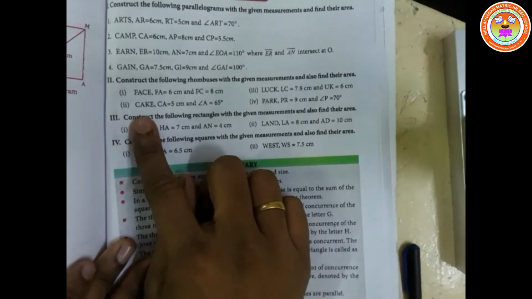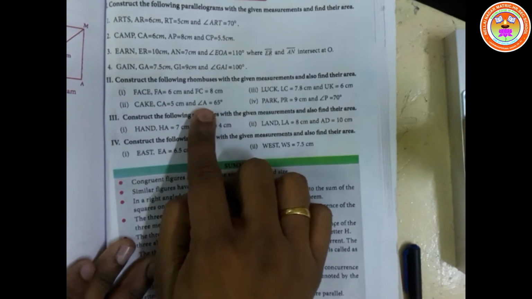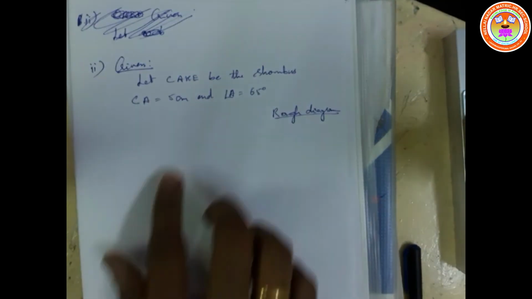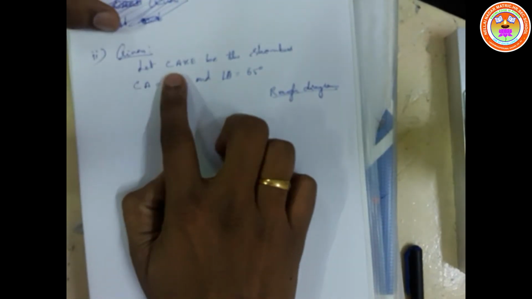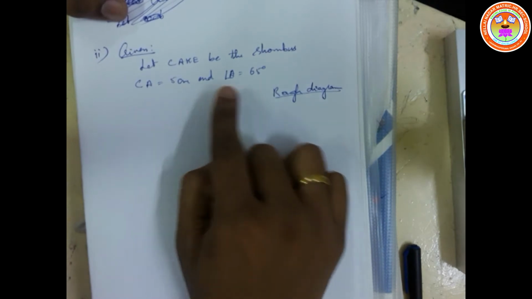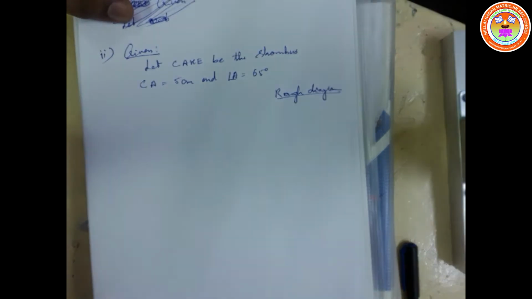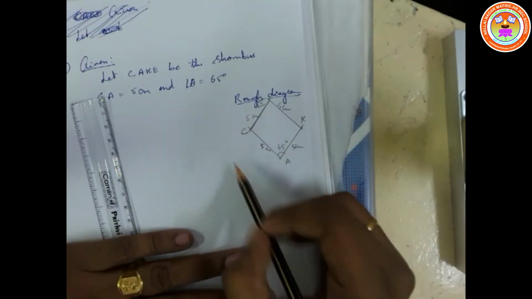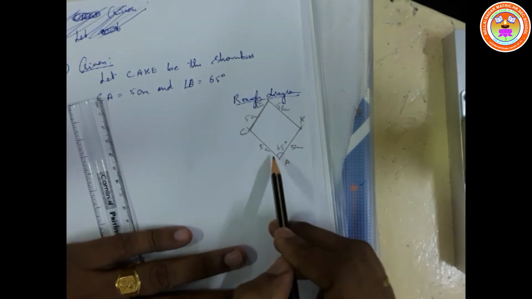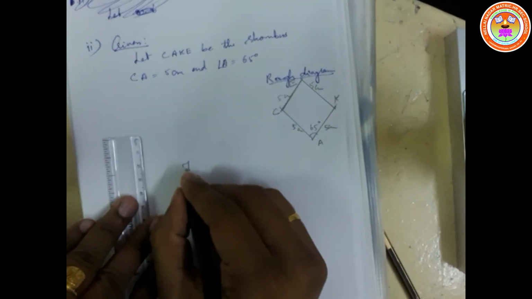Now we will move on to the second question. CAKE, where CA equal to 5 cm and angle A is equal to 65 degrees. Given, let CAKE be the rhombus and CA equal to 5 cm, angle A is equal to 65 degrees. We have to draw the rough diagram. Draw a rough diagram like this, CAKE, where CA equal to 5 cm and angle A equal to 65 degrees. We'll see how to draw the fair diagram.